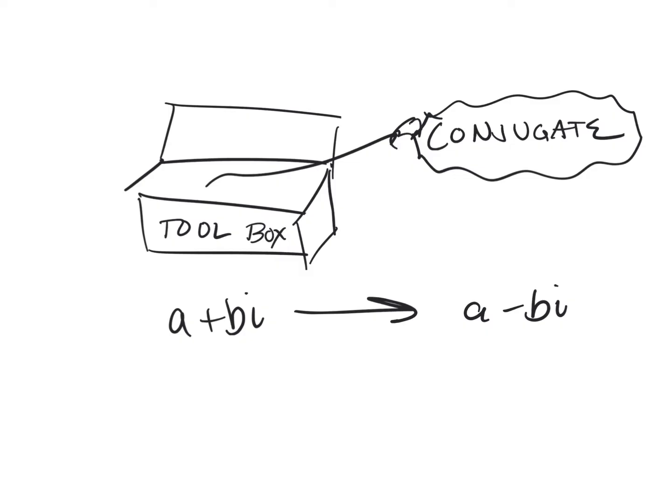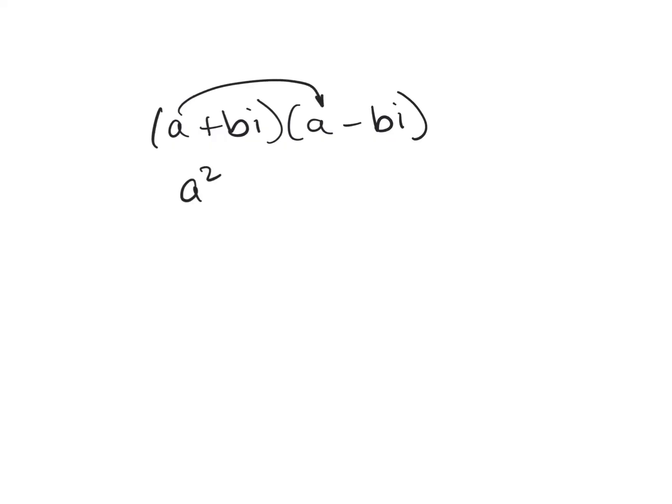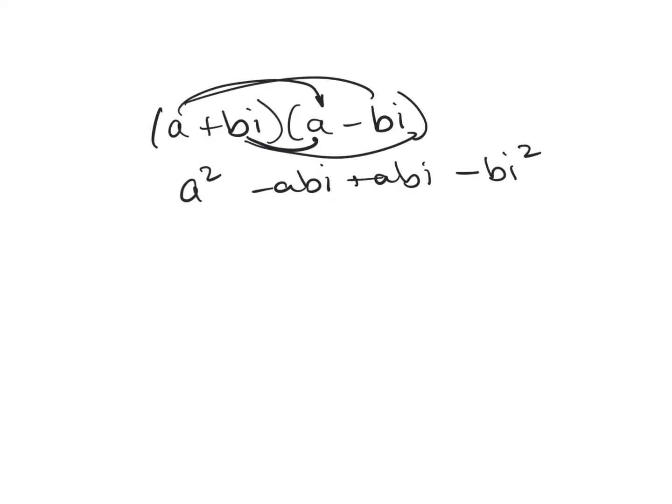Okay. So what happens when you multiply two complex conjugates together? If I have a plus bi times a minus bi, now I FOIL them out, I get a squared minus abi plus abi minus b squared i squared. So the middle terms cancel out, which is why we wanted them to be conjugates. And we have a squared minus b squared i squared.